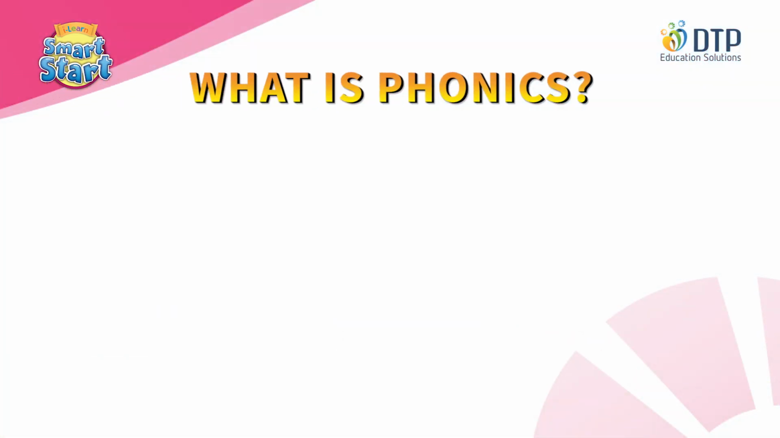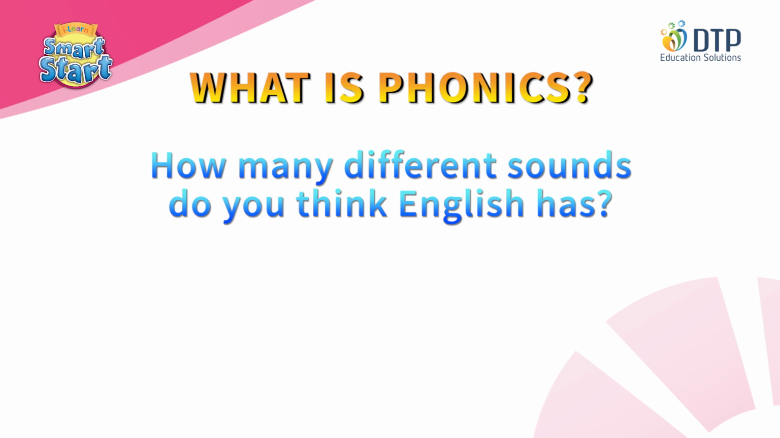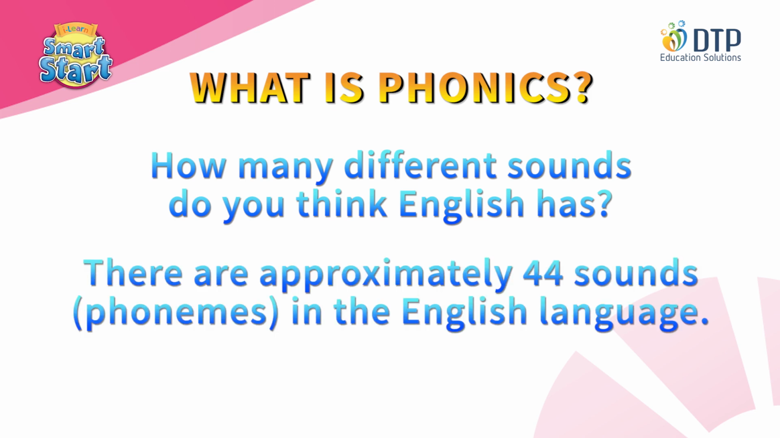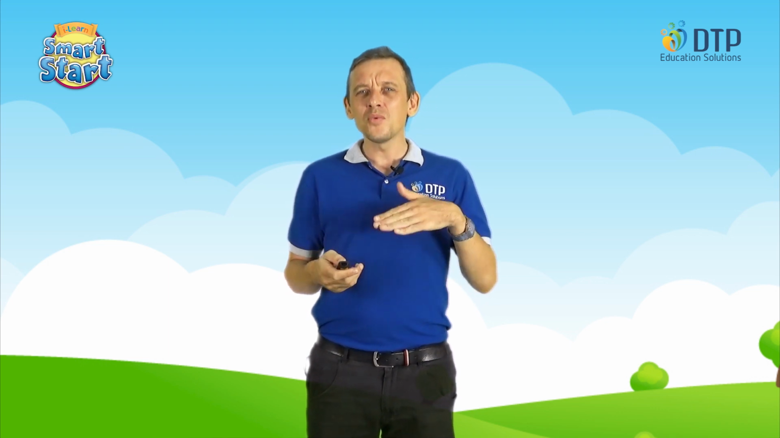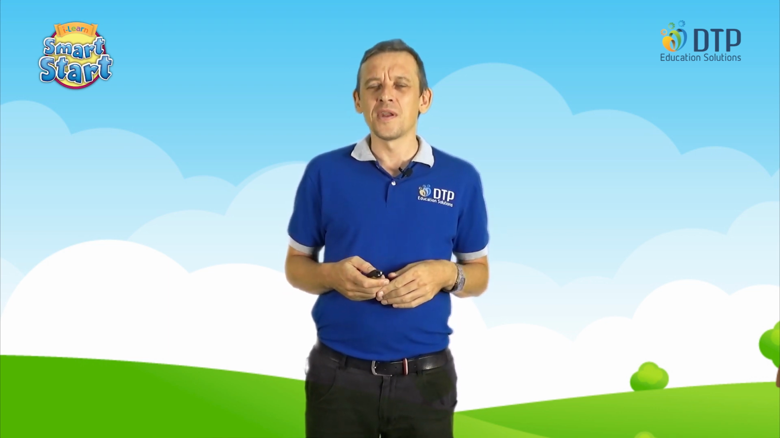Now, how many different sounds do you think English has? Can you guess? Well, there are about 44 sounds in the English language. That's a lot of sounds to learn. So how do we learn phonics?